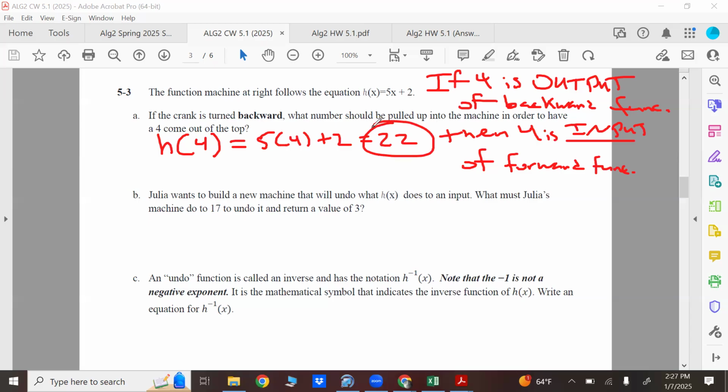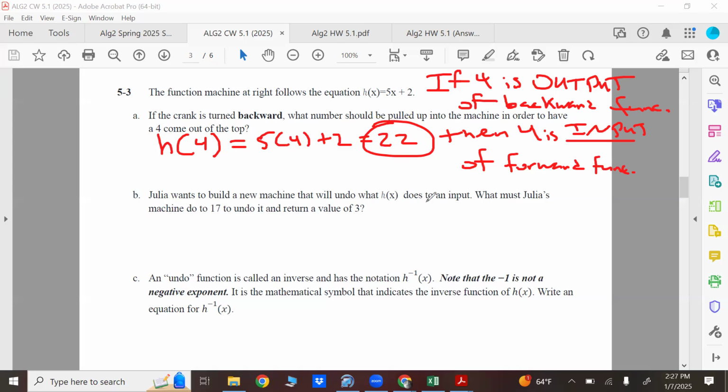So you get 22. Yep. But if it's backward, wouldn't that be like the inverse? No, but that's what I'm saying. If you want the 4 to come out on top, what number should be pulled up into the machine? So what should be pulled up would have been the output of the original function. So if you want 4 to be pulled out of the top, that means you want 4 to be the input of the original.